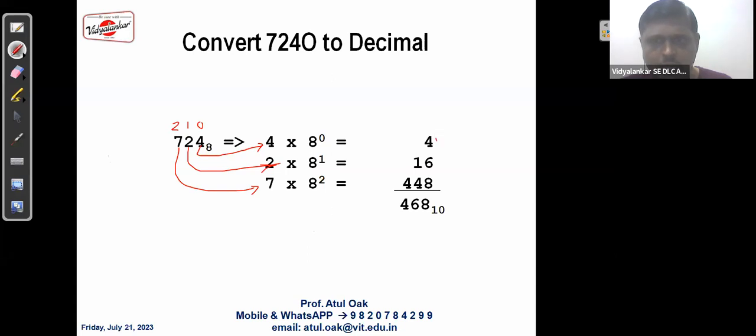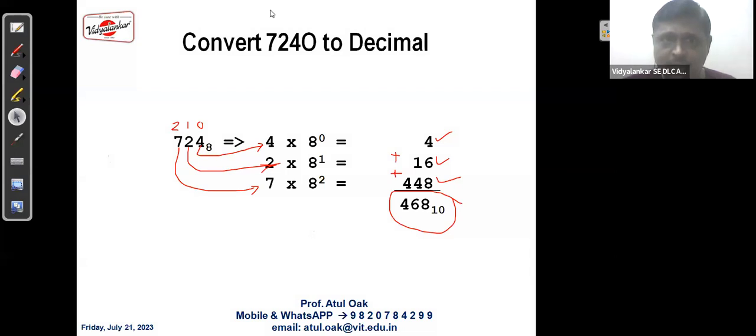Straight away you do multiplication, you will get partial products. Just add them. Like our algorithm says, you have to add all products. What you get is 468. So 724 octal is equal to 468 decimal. Check if you require any clarification in this particular conversion.